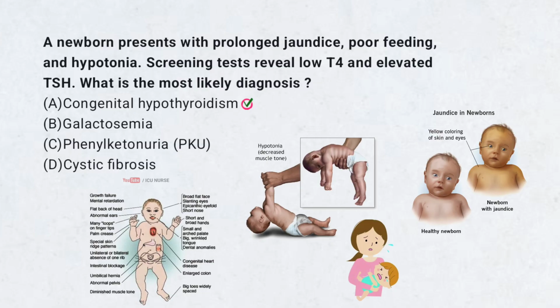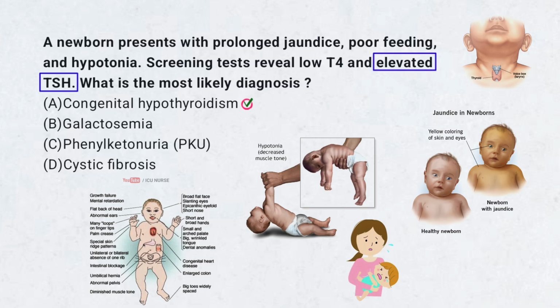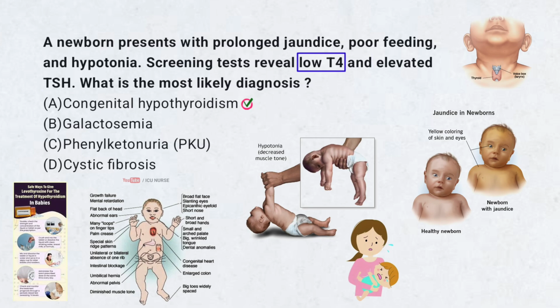Congenital hypothyroidism results from deficient thyroid hormone production. Symptoms include prolonged jaundice, poor feeding, and hypotonia. Newborn screening shows low T4 and high TSH. Developmental delays can be prevented in this condition by treating with levothyroxine.